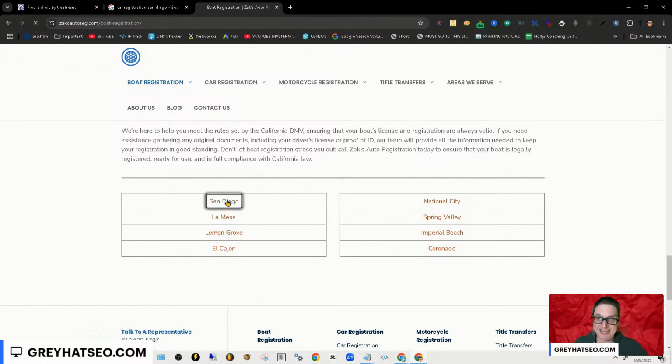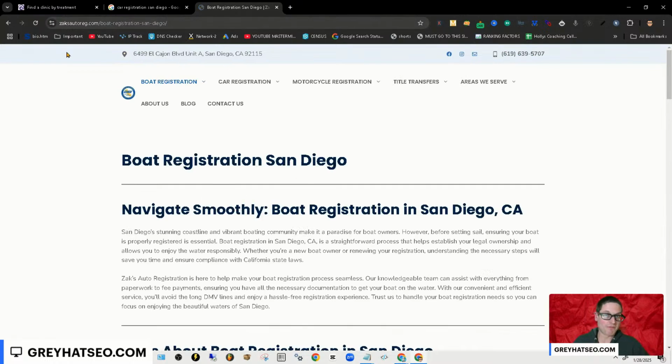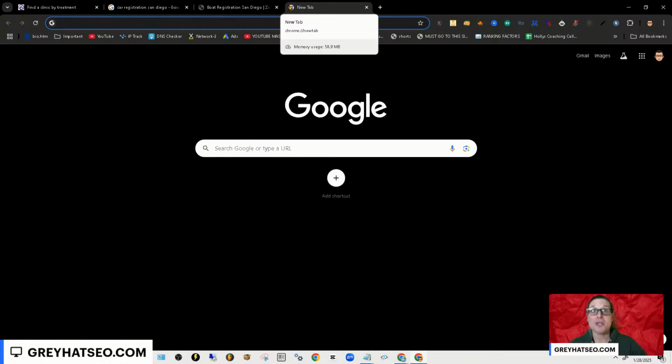When you click on, say, San Diego, it will go flat. See, it's still supporting the main idea. What's the main idea? Zach's auto registration is the main idea. This is a flat architecture. Now, when we are in San Diego and how you determine which architecture to choose, I'll show you a hard silo next, and then we'll walk through the process of developing this.